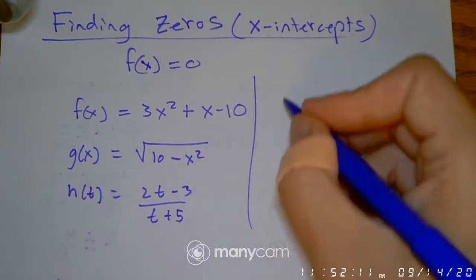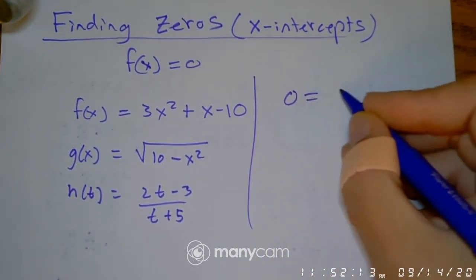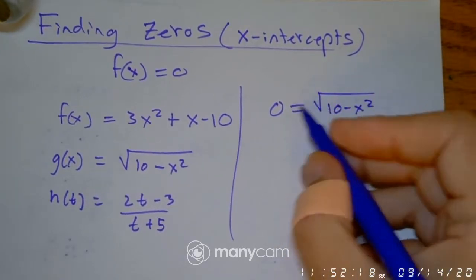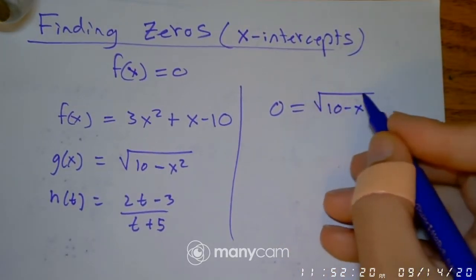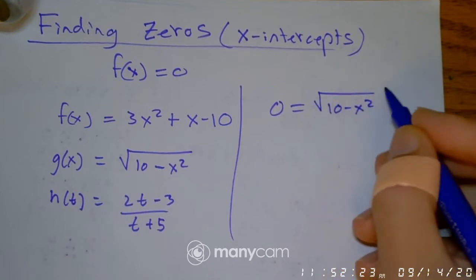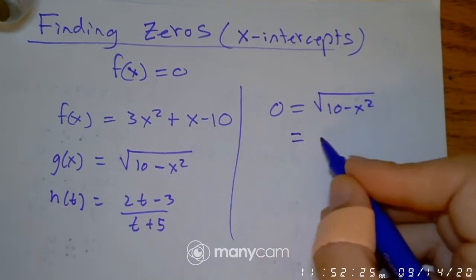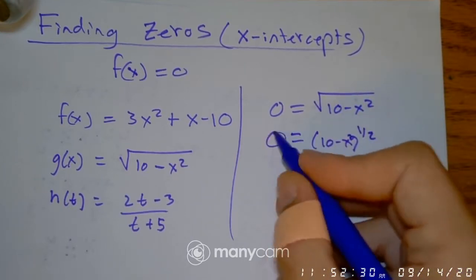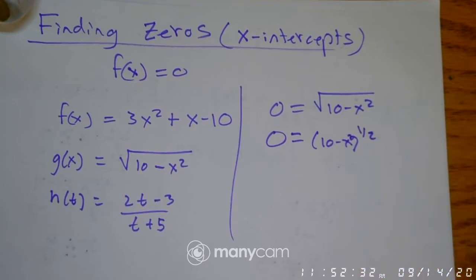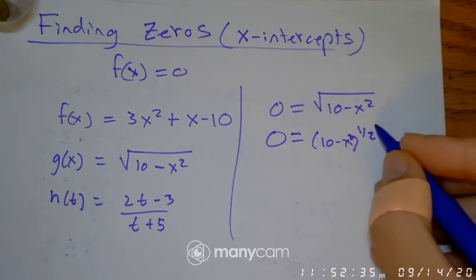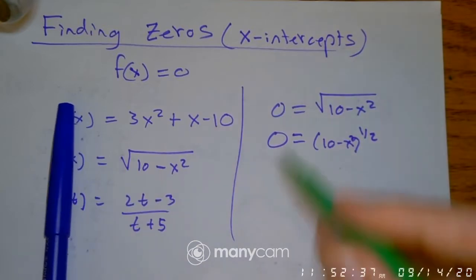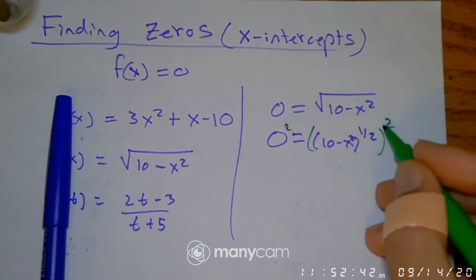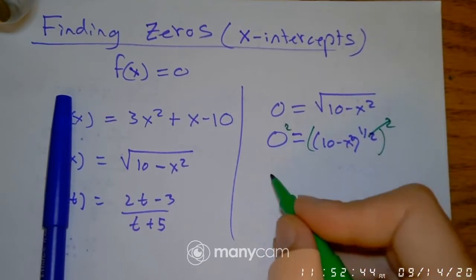Okay, so here we go. I would take 0 equals the square root of 10 minus x squared. The first thing I want to do is get rid of the square root. Remember, this square root is just a power of 1/2. You don't have to do this, I'm just showing. If I want to get this to 1, what would you have to multiply 1/2 by? 2. So I'm going to raise this to the second power, because 2 times 1/2 is just 1. So those go to 1. 0 squared is just 0.